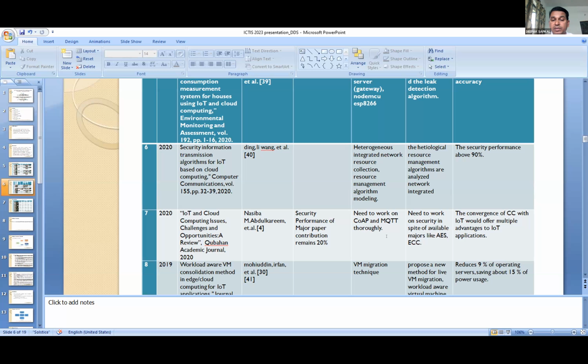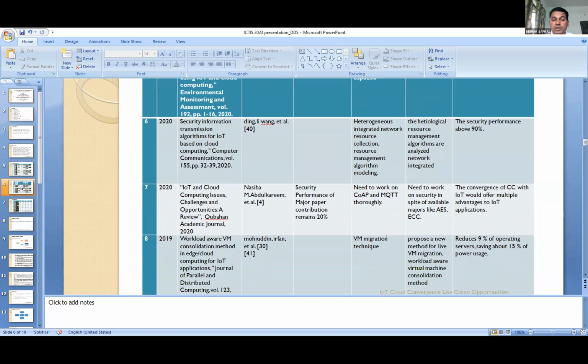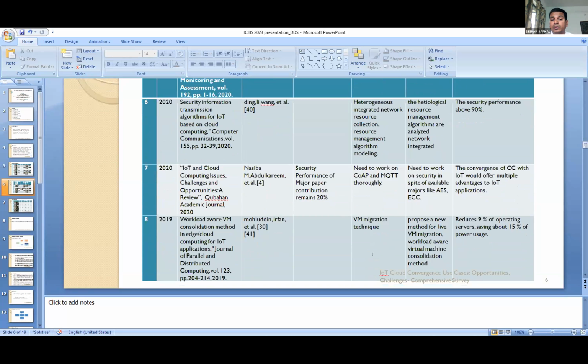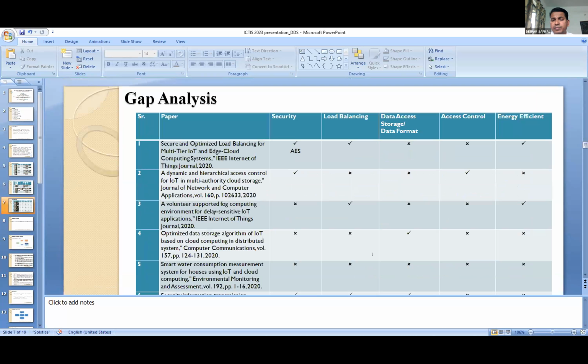Another paper is the workload-aware VM consolidation method, which talks about load balancing but not about saving the energy consumed by the devices. So these are the 8 papers which I studied thoroughly.